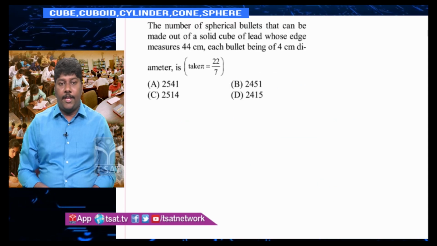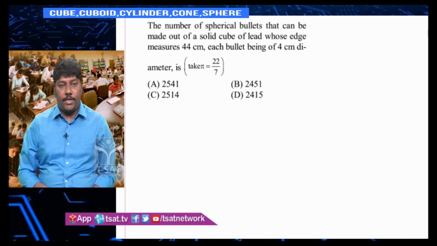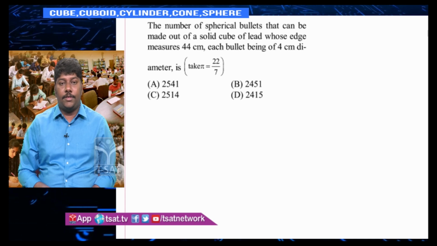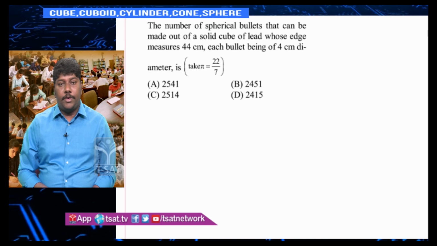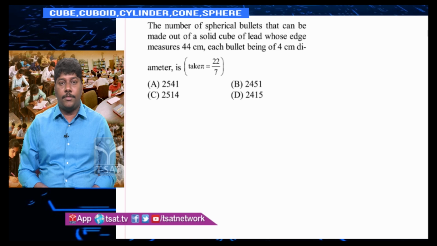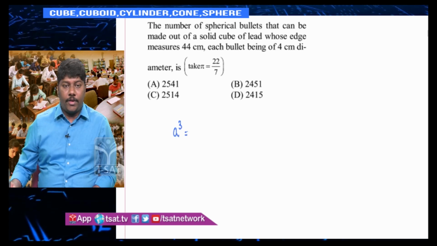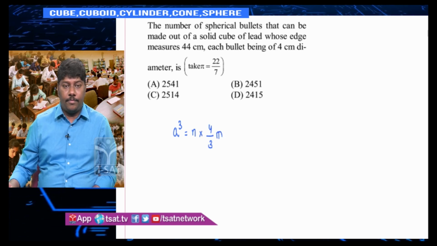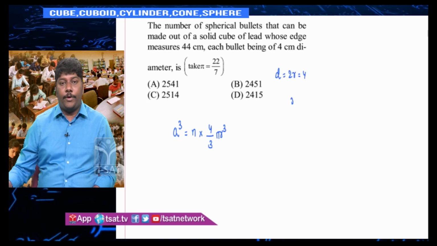Look at this question. The number of spherical bullets that can be made out of a solid cube of lead whose edge measures 44 centimeters, each bullet being 4 centimeters in diameter, is, take pi value equal to 22 by 7. So, you have to melt a solid cube and form some bullets. So, cube volume is equal to n into the volume of the sphere. Here diameter is given, which is 2r equals 4. Therefore, radius becomes 2.